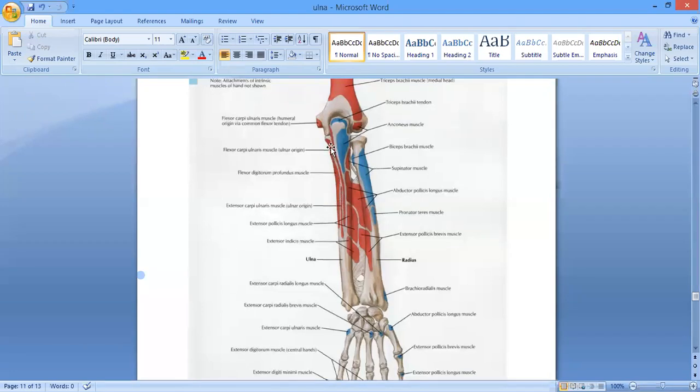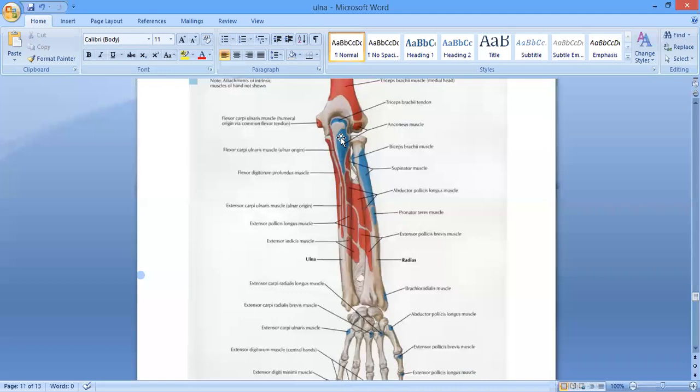ठीक है? So this aponeurosis is basically going to give common origin, is going to give the origin to the flexor carpi ulnaris muscle here, then the extensor carpi ulnaris and the flexor digitorum profundus muscle. Is it clear बेटे? कोई problem तो नहीं है? And I told you that its lower 1/4 is smooth, ठीक है, and rounded.